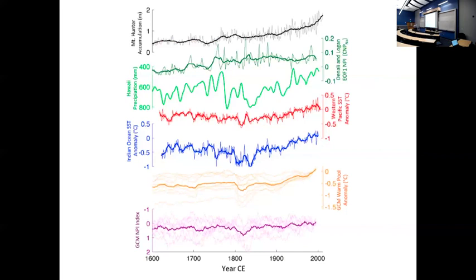Here's our Mount Hunter snow accumulation. Here's Hawaii precipitation, which is actually on an inverse scale, because if you expect precipitation in the North Atlantic to go up, actually it should go down around Hawaii. We've got the West Pacific sea surface temperatures, the Indian Ocean sea surface temperatures, and you can see they're all sort of trending up, except maybe the Mount Logan one. So we think we've got this relatively consistent signal across the Pacific.